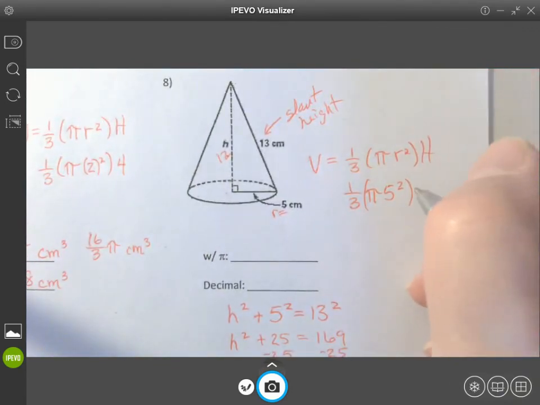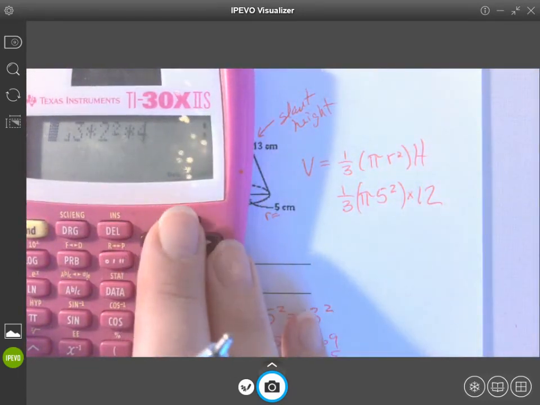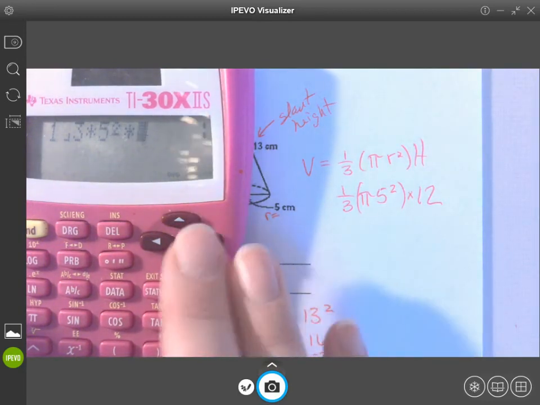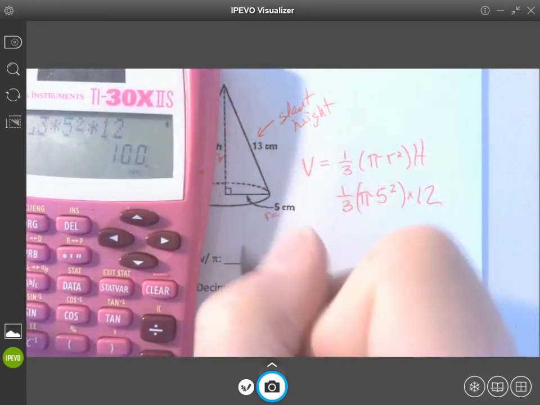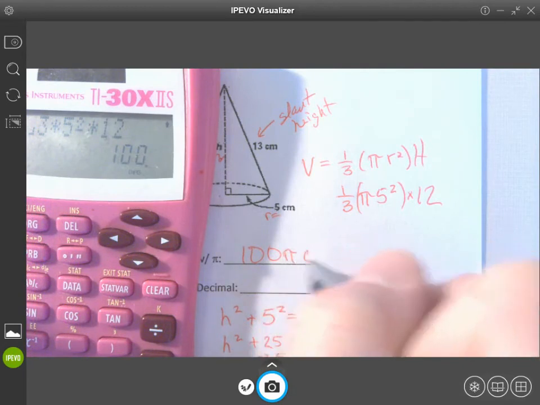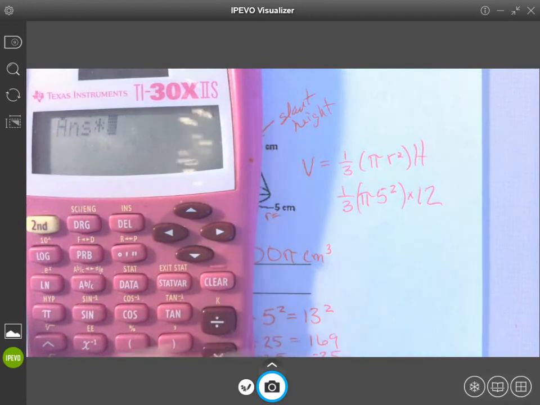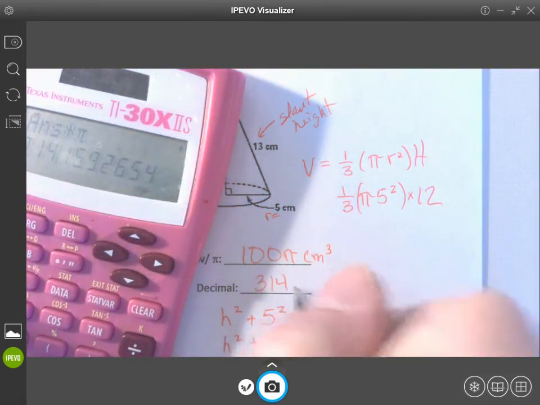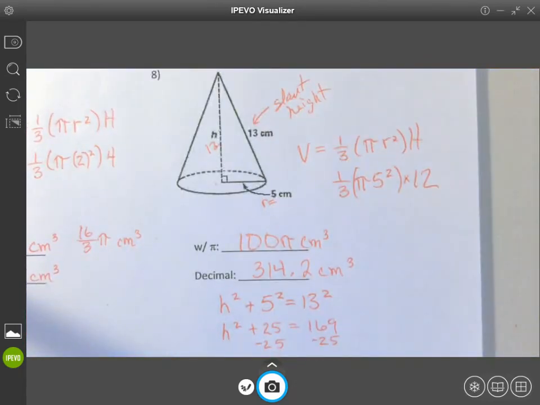So here we go, times 12. Type that in the calculator without pi. 5 squared times 12. Ooh, 100. Fabulous. 100 pi centimeters cubed. Okay, so if we take 100 times pi, aren't we just shifting the decimal? 314 point what? 0.2. Yep, you're right. Centimeters cubed. That's it. We're donezo.